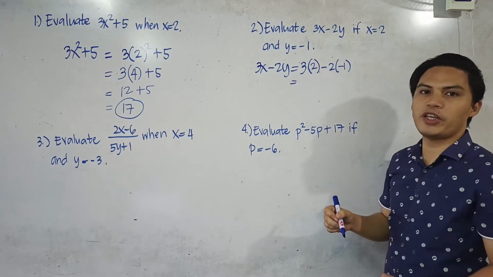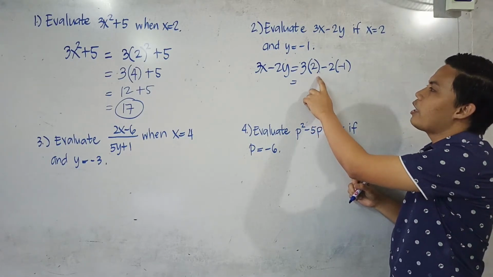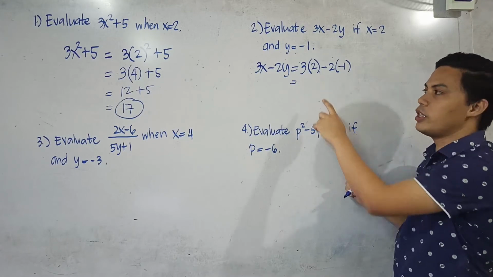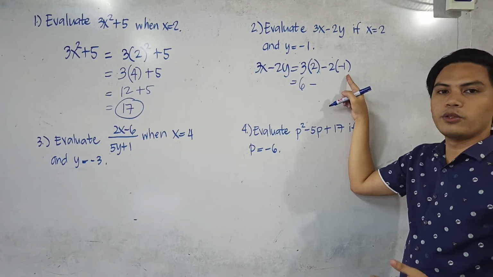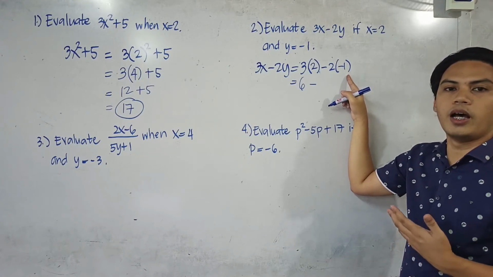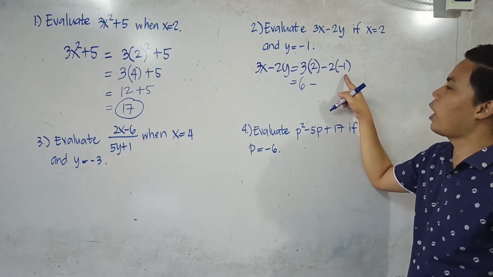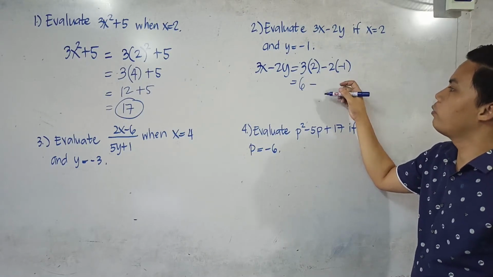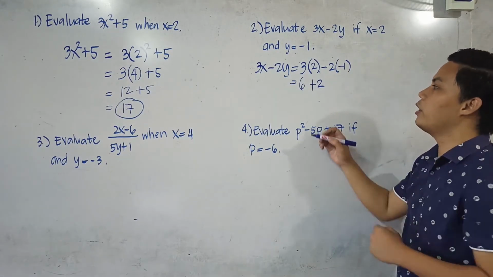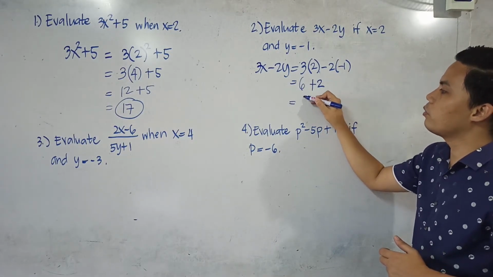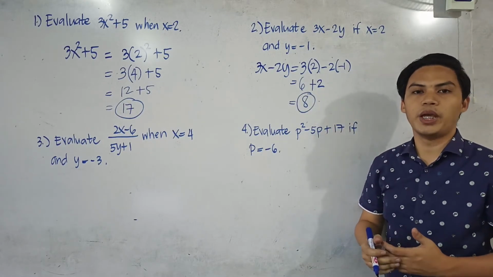Okay, let's perform the operation. So, multiplication muna before yung subtraction. We have 3 times 2, that is equal to 6. Minus 2 times negative 1. So, rules ng integer, same signs would produce a positive product. So, negative 2 times negative 1 would be equal to positive 2. And finally, we're going to add them. So, you will have 6 plus 2, that is equal to 8. So our final answer is equal to 8.